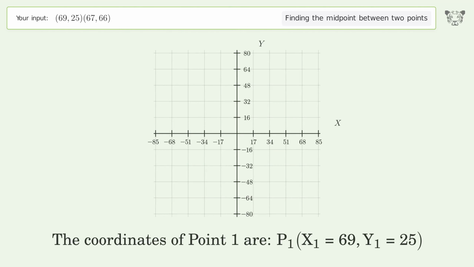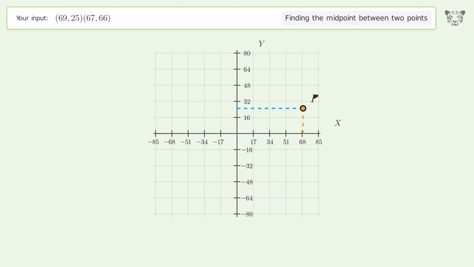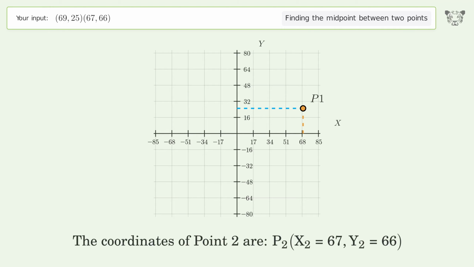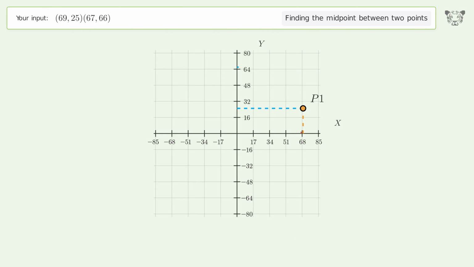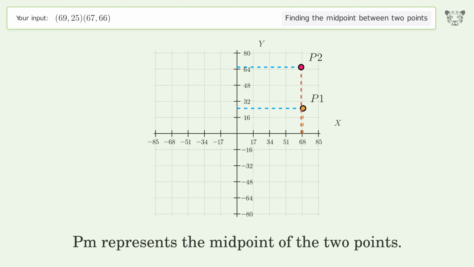The coordinates of point 1 are, x1 equals 69, y1 equals 25. The coordinates of point 2 are, x2 equals 67, y2 equals 66. PM represents the midpoint of the 2 points.